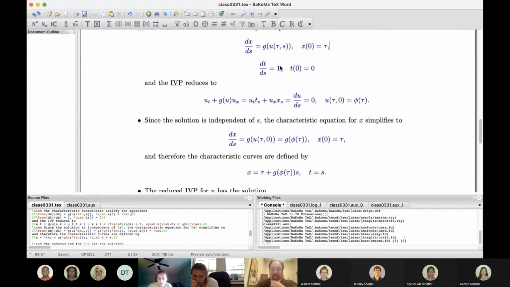Here too, I can integrate both sides of this because the right-hand side does not depend on t at all. I integrate both sides, I get t is equal to s plus a constant of integration, but because of this initial condition, that constant of integration will be 0, so t just turns out to be s. So you can verify directly that this x and this t satisfy both ODEs and the corresponding initial conditions. So now all three of these equations for x, t, and u have been solved. Any questions about how those solutions were arrived at?